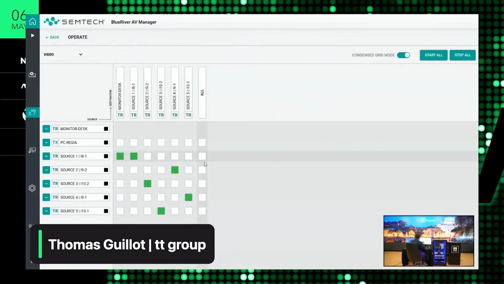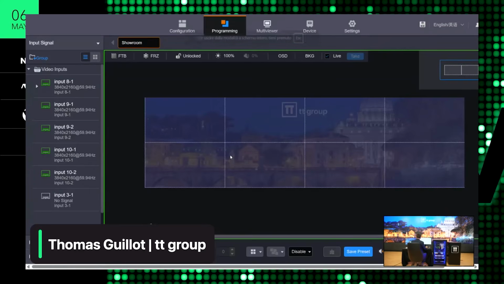Now I will show how to display this control PC that is encoded locally on the LED wall. So I will attach it here, and then I will go back to... What you are seeing now is the Novastar software for the video wall control.